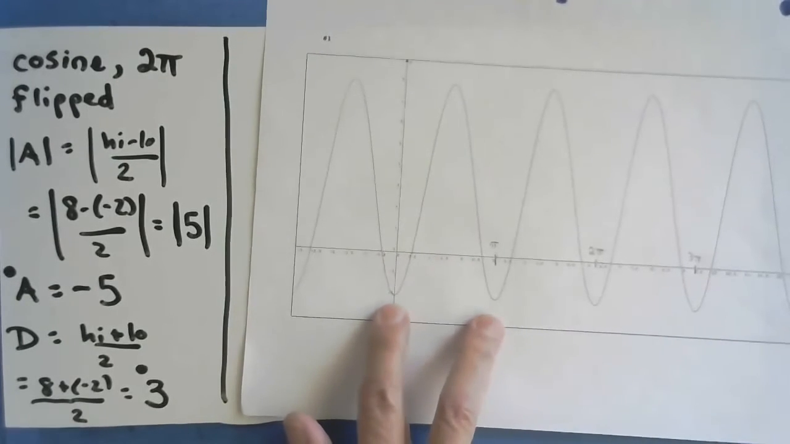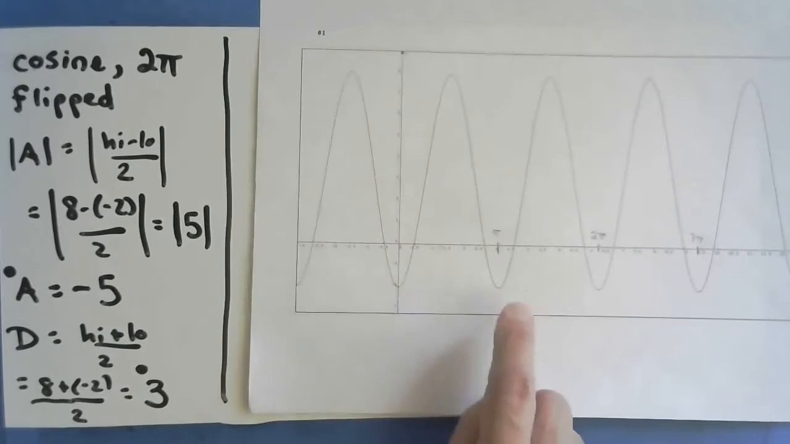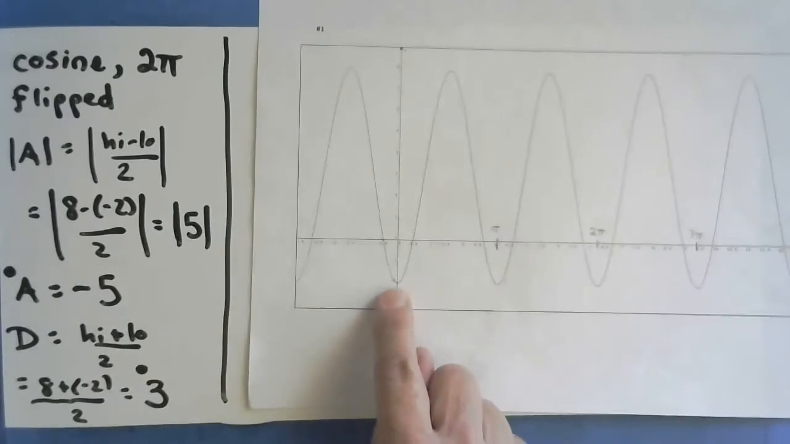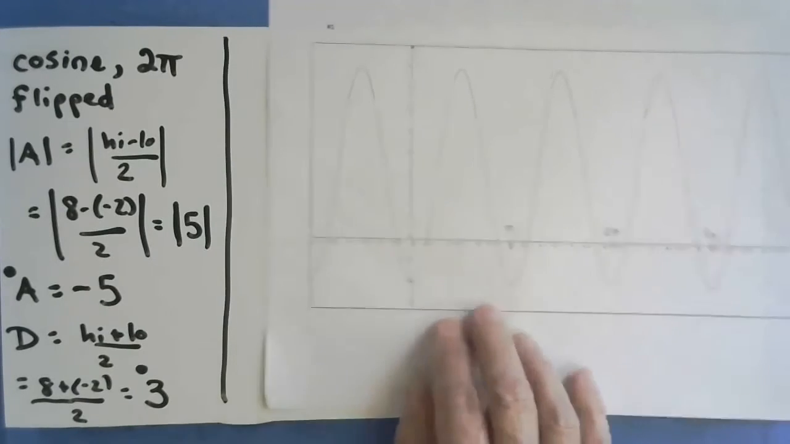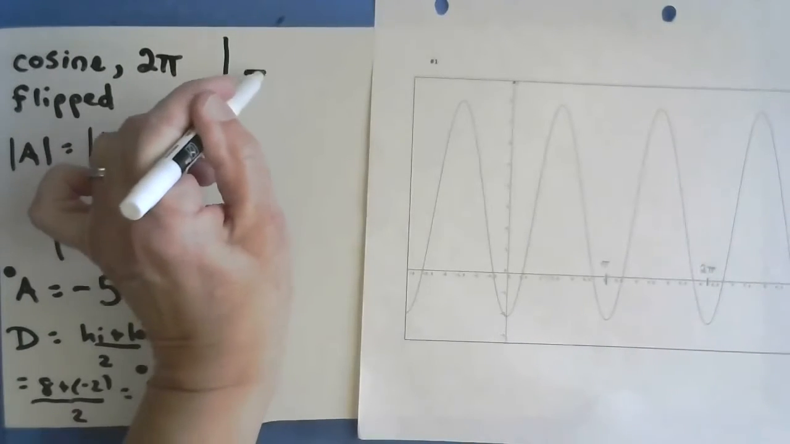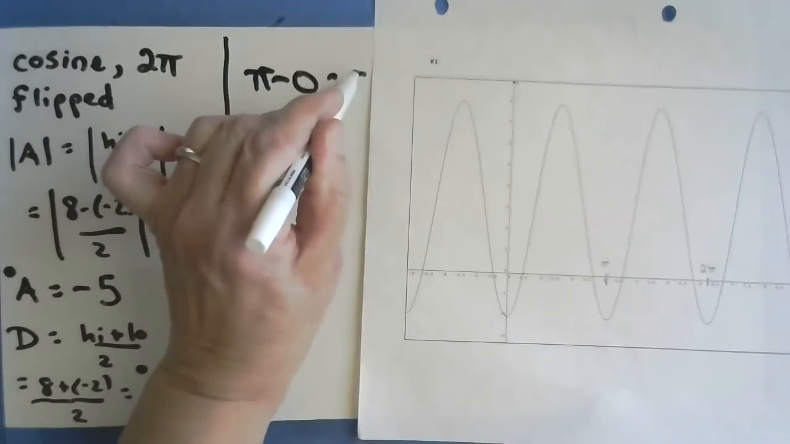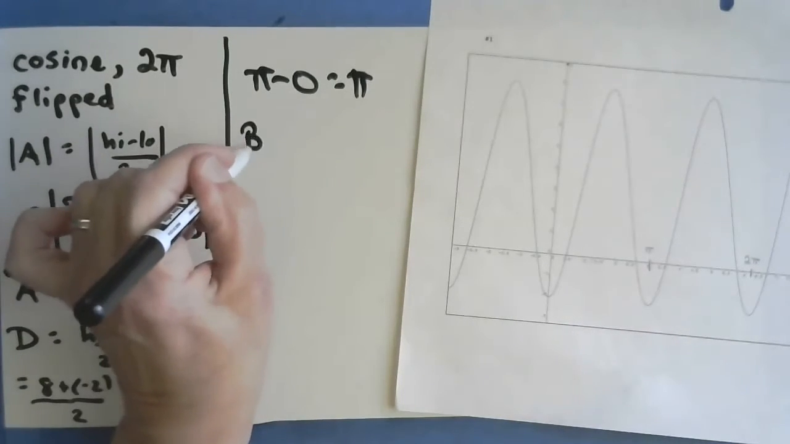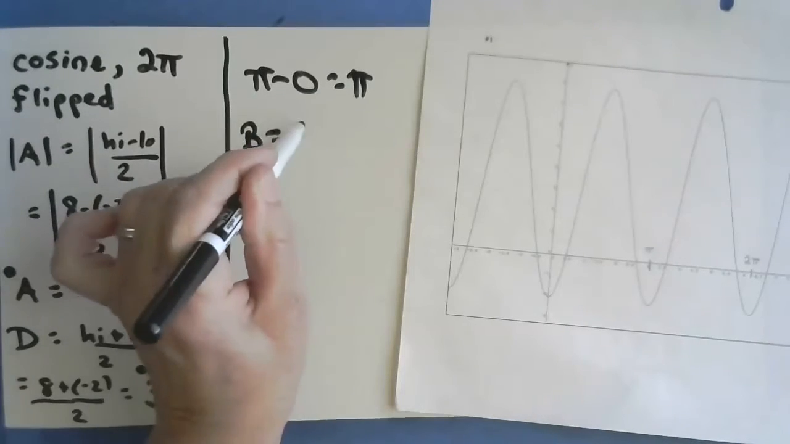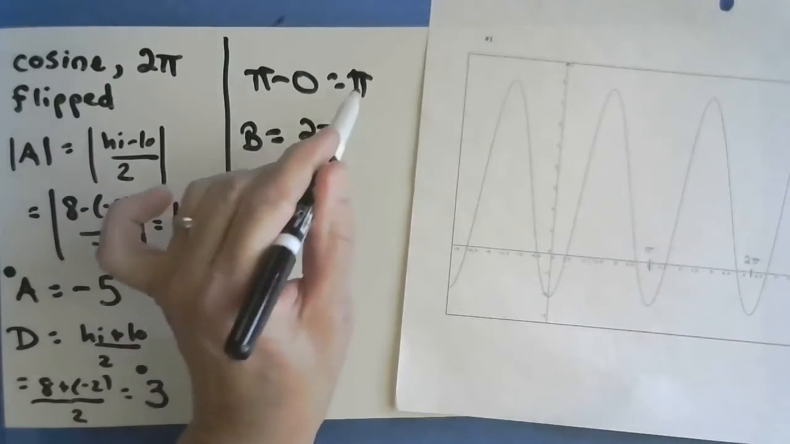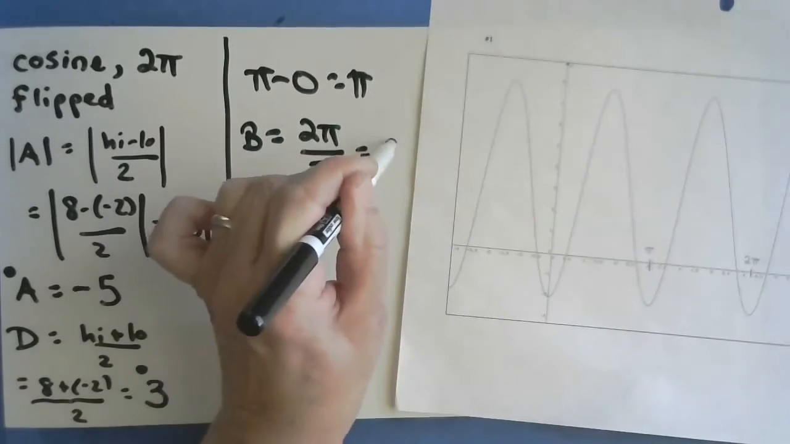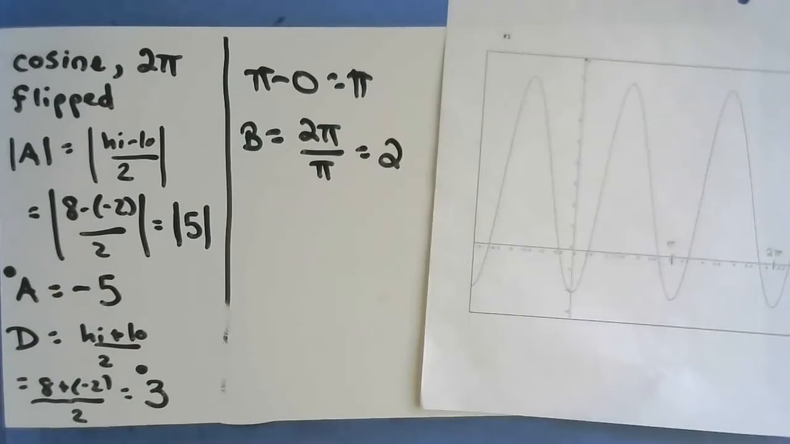So I'm going to go with these 2 points. And I see that the x value of the right point is pi, and the x value of the left point is 0. So I know that pi minus 0 is just pi. That's the period of the function that I'm working with. And to calculate b, I take the period of my parent function, 2 pi, and I divide it by the period of the function I'm looking at, that's pi, and I get a b value of 2.